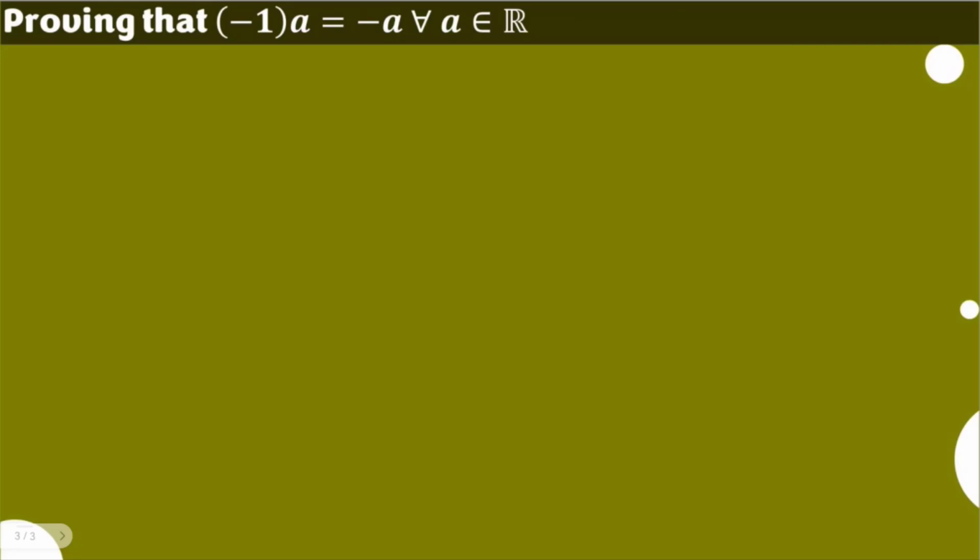We are going to prove that the product of -1 and a is equal to -a for all a element of the set of real numbers. Now, this might seem too obvious, but of course, we are still on the review of the algebraic properties of real numbers needed and essential for the topics of preparation for real analysis.